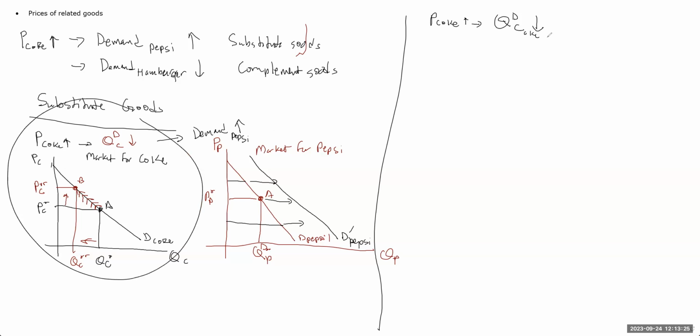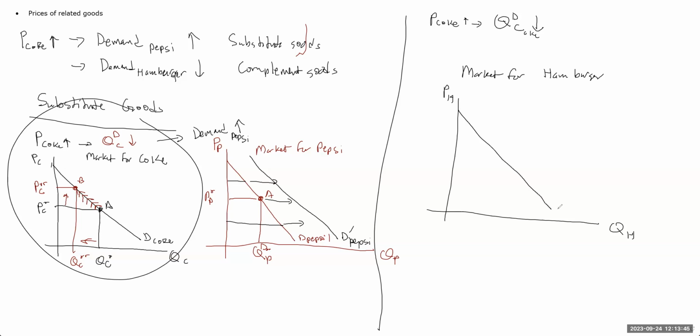But this has repercussions on other marketplaces, for example, the market for a complement good: hamburgers. Here's the quantity of hamburger, the price of hamburger, and the demand curve for hamburger. Let's suppose the price of hamburger was right here, price of hamburger star, and this is how many hamburgers people were eating. We're at point A.